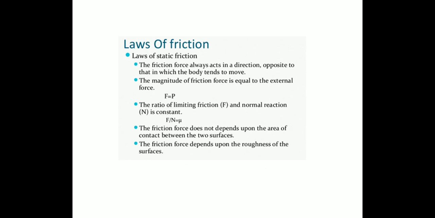Laws of friction. Laws of static friction. The friction force always acts in a direction opposite to that in which the body tends to move. The magnitude of friction force is equal to the external force, that is, F is equal to P. The ratio of limiting friction and normal reaction is constant. Therefore, mu is equal to F by N. The friction force does not depend upon the area of contact between two surfaces. The friction force depends upon the roughness of the surfaces.